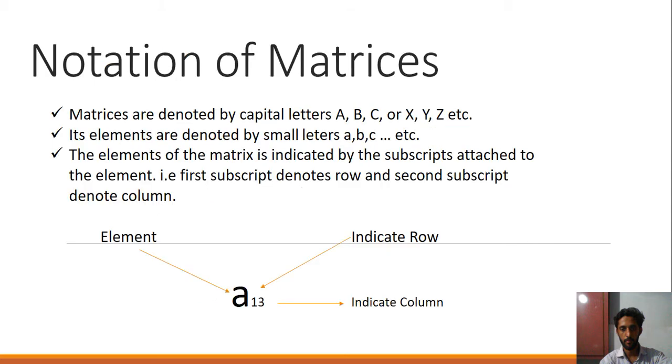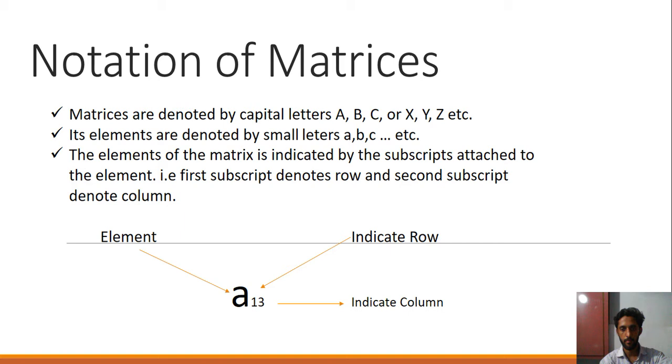Notation of matrices: how we notify our matrices, how we declare our matrices. Matrices are denoted by capital letters A, B, C or X, Y, Z, etc. Its elements are denoted by small letters a, b, c, etc. The elements of the matrix are indicated by the subscript attached to the element. For example, the first subscript denotes the row and the second subscript denotes the column.